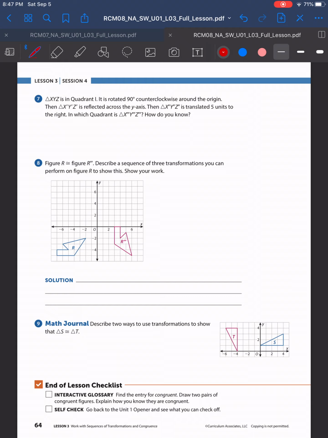Oh, this is easy. It's just going to ask us which quadrant it's in. Okay, so we're just going to kind of sketch this. I'm not going to make it perfect, okay? Triangle XYZ is in quadrant 1. We don't have any coordinates. It is rotated 90 degrees counterclockwise, so it's going to go that way. So it's going to be in this one now. And then it's going to reflect across the y, so it's going to go back over here, but all rotated. Then it's going to get translated 5 units to the right, so it's going to go this way. Which quadrant is it in? It's in quadrant 1 still.